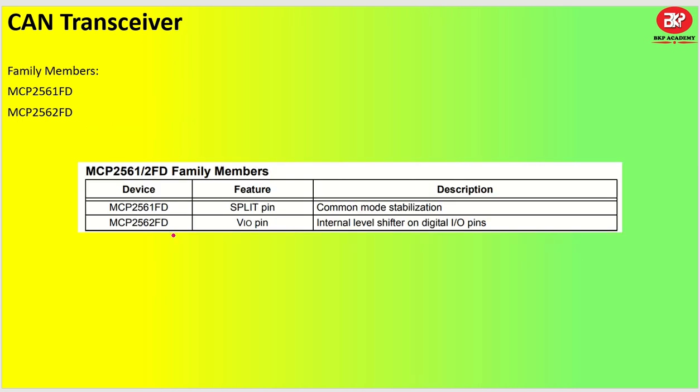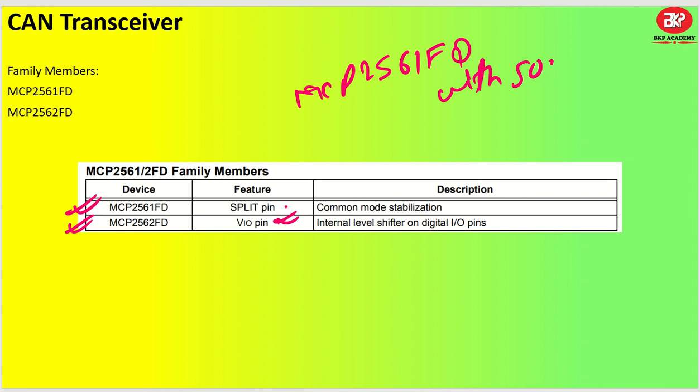So if you see some of the family members, as I told you earlier, MCP2561FD has the split pin, and 62FD has the VIO pin. So this is the only difference between 61FD and 62FD. So 61FD is our target device in this particular session, the MCP2561FD with SOIC package. So this is the device that we have utilized in our design, in our client applications.